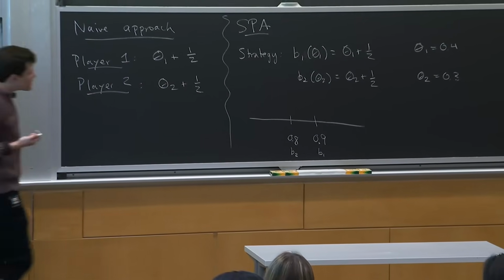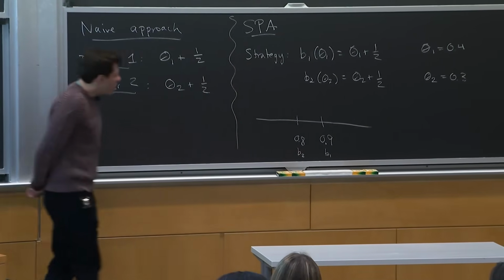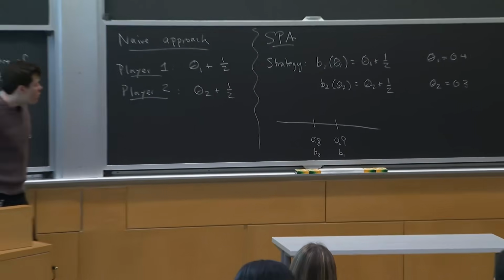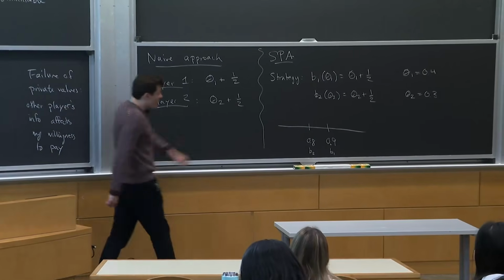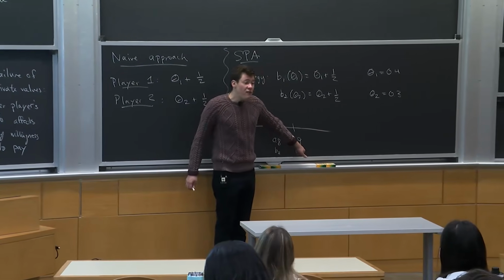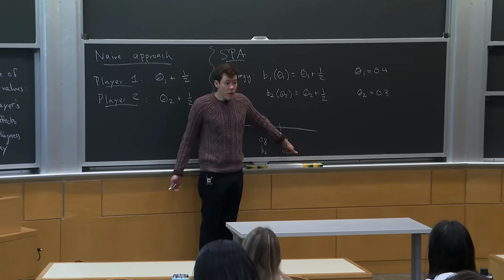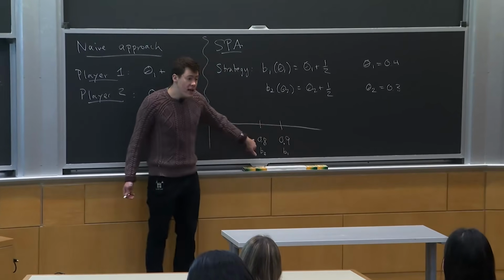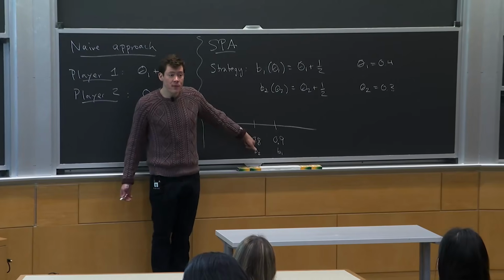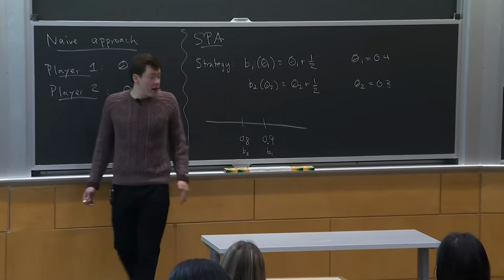Now, how would our reasoning for why bidding B1 is optimal go? Well, if this were private values, we would say, OK, I'm bidder 1. My valuation is 0.9. If I bid truthfully, what happens? Well, I get the item, and I pay 0.8.